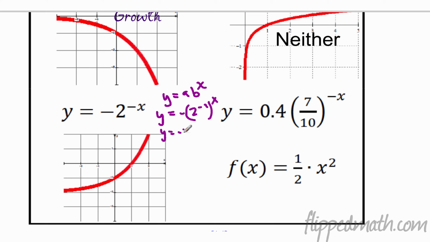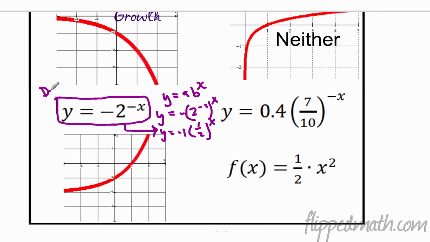This is going to be like negative 1 times 2 to the negative 1. That's just 1/2 to the x. So this equation here is equivalent to this equation, which I put in the form ab to the x. And here you can notice that the 1/2 is what b is. The base is 1/2, so this is going to be decay. That's a tricky one. Let's try this one.